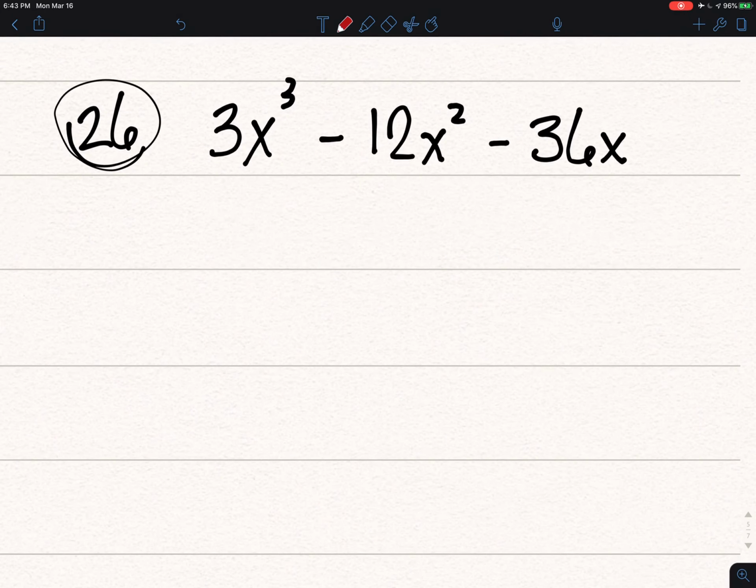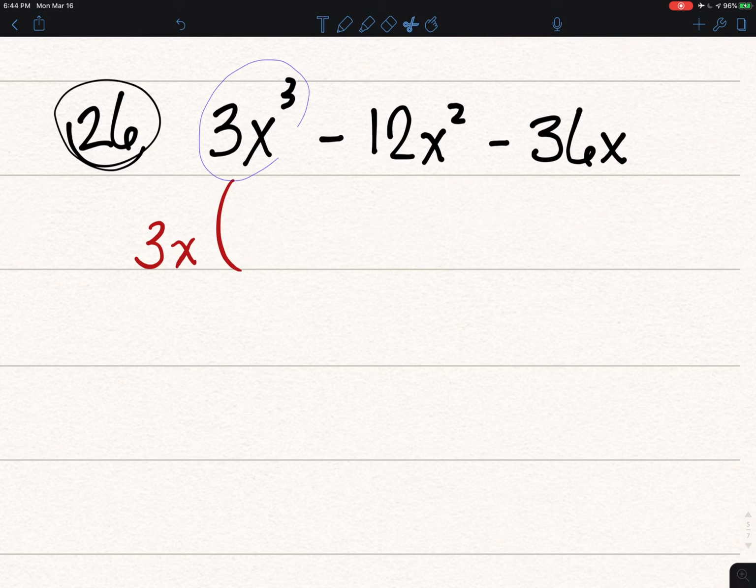Again, is there a GCF? Is there something in common with all 3 terms? It looks to me like I have a 3 in common, but wait, there's more. There's not only a 3 in common with all 3 of these terms, there's also an x in common with all 3 of these terms. So let's start our factoring.